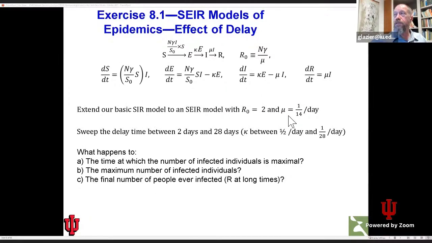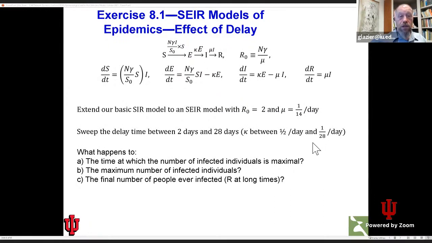So why don't people fire up an SIR model, use R0 equal to 2, use mu equal to 1/14. And then we'll have one extra parameter, which is kappa, which is how long the latent phase lasts. You can sweep that between 1/2 and 1/28. Probably easier to sweep the reciprocal, so sweep the delay from 2 days to 28 days.